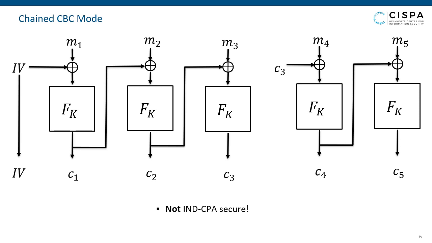And the way to see this, or to think why this is the case, you might go ahead and try to figure out the attack by yourself. But the problem is that a CPA adversary, so an adversary with access to an encryption oracle, might choose M4 depending on C3. So please go ahead, try to figure out how a CPA attack on this mode of operation could work.